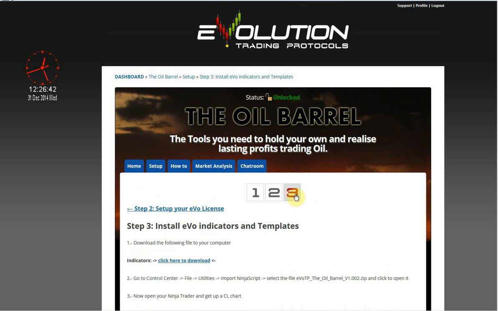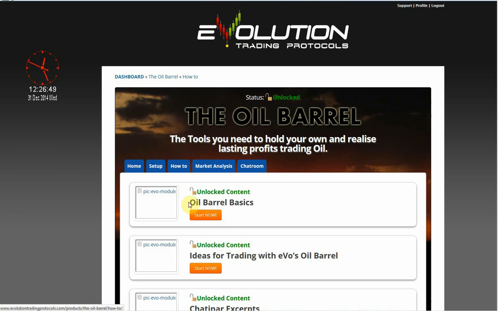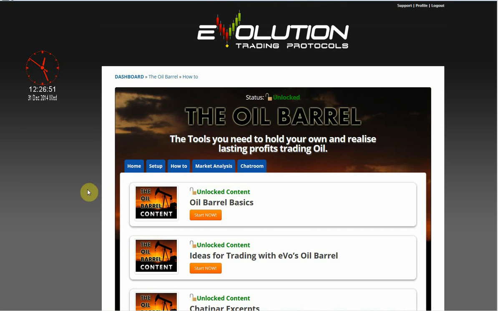And then it also shows you how to install the indicators and templates. How-to section is going to give you guys the videos showing you actually how to use the system itself. And the chat room is something I've also been using. Basically, you can talk to other individuals that are currently trading the system. So that's always a good thing to have, a free trading room.